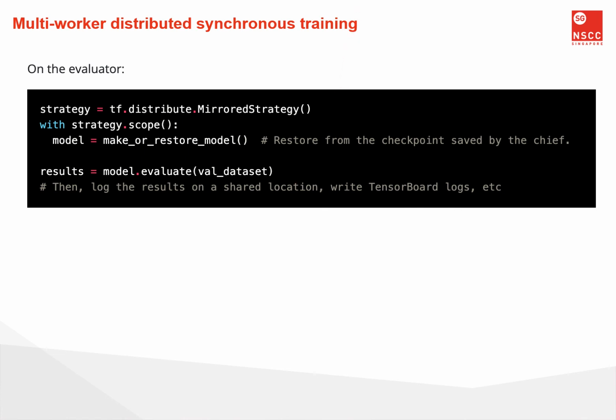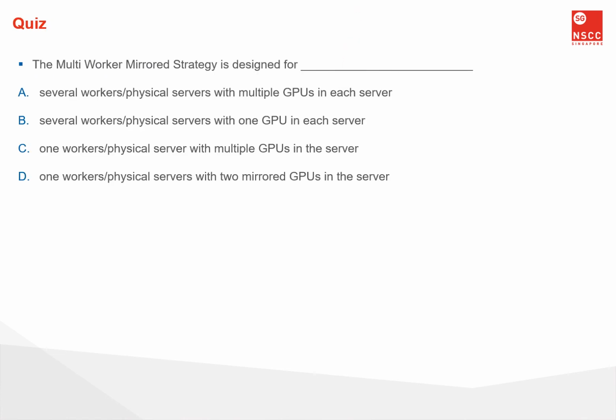So here's a quiz question for you. As before, please pause the video at the end of this question to think about the answer before proceeding. The multi-worker mirrored strategy is designed for what circumstance? A. Several workers or physical servers with multiple GPUs on each server. B. Several workers or physical servers with one GPU on each server. C. One worker or physical server with multiple GPUs on the server. Or D. One worker or physical server with two mirrored GPUs on the server. So pause a while before you proceed.